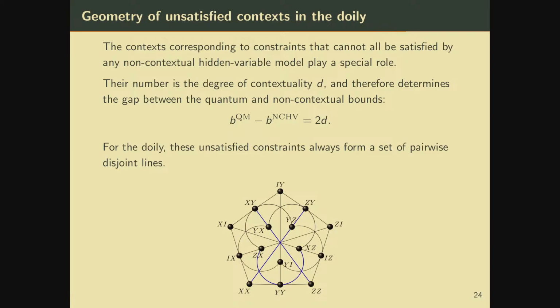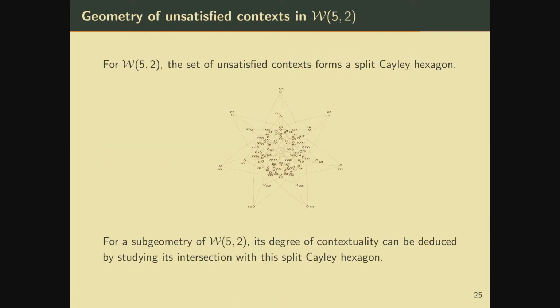Remember, we said yesterday that for the 3-qubit Pauli group, the number of constraints is 63. For the 3-qubit Pauli group, the constraints form this crazy geometry called the split Cayley hexagon. So if you have a classical model that reproduces as many predictions as possible, the only predictions that you will fail to reproduce, you can arrange them in a way that they form this crazy geometric configuration in W(5,2). Okay, the set of constraints.